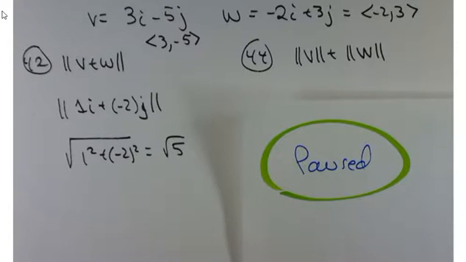So use 3 squared plus negative 5 squared, and then add them together to the square root.